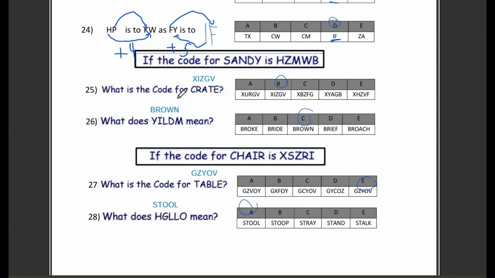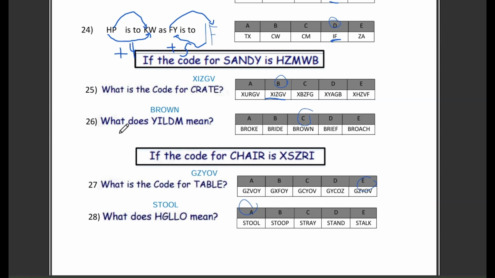Question 25. Now let's move on to question 25. We see the code for Sandy is HZMWB. What is the code for crate? Let's look at the answer options, and we can see that the correct answer is B, XIZGV. Like the first question, cheat, we need to see how the letters in Sandy were changed to HZMWB. If we apply the same letter changing rules to crate, we get XIZGV. Does that make sense?